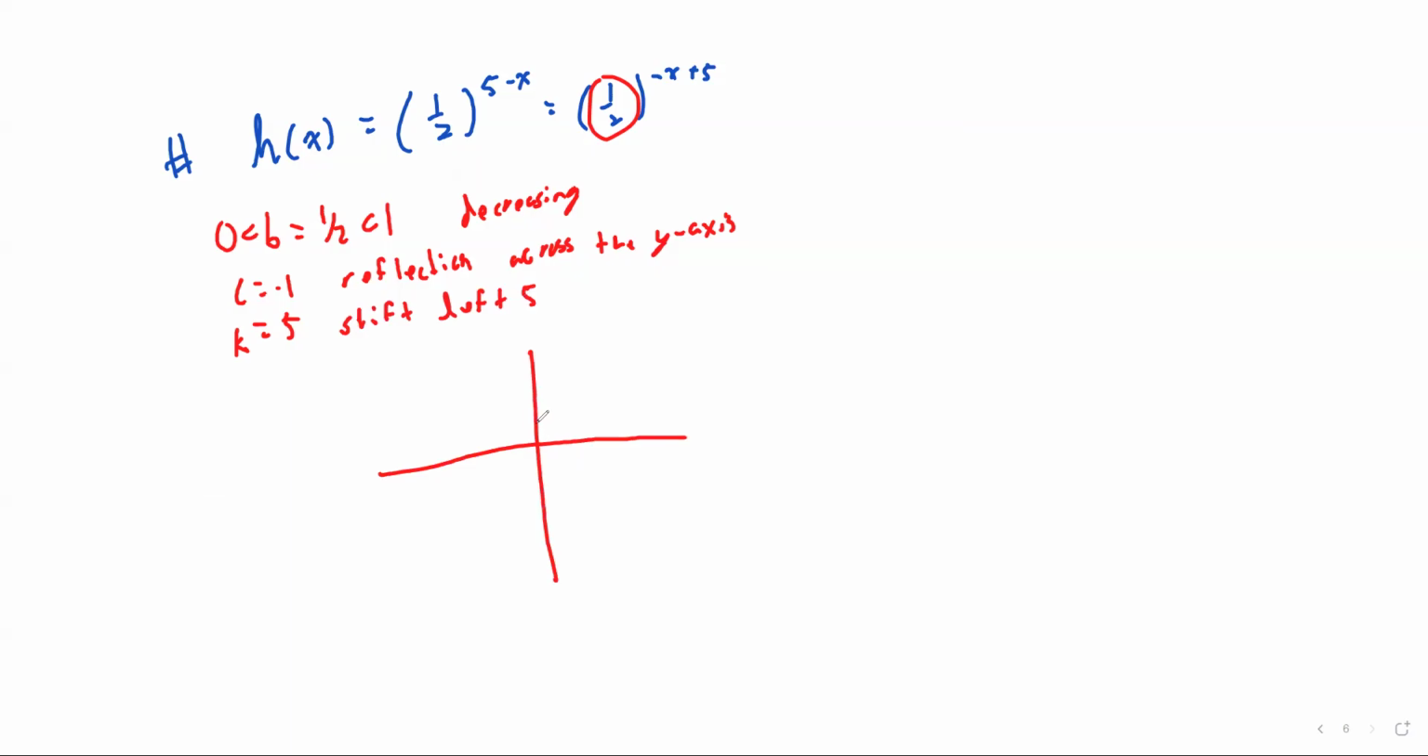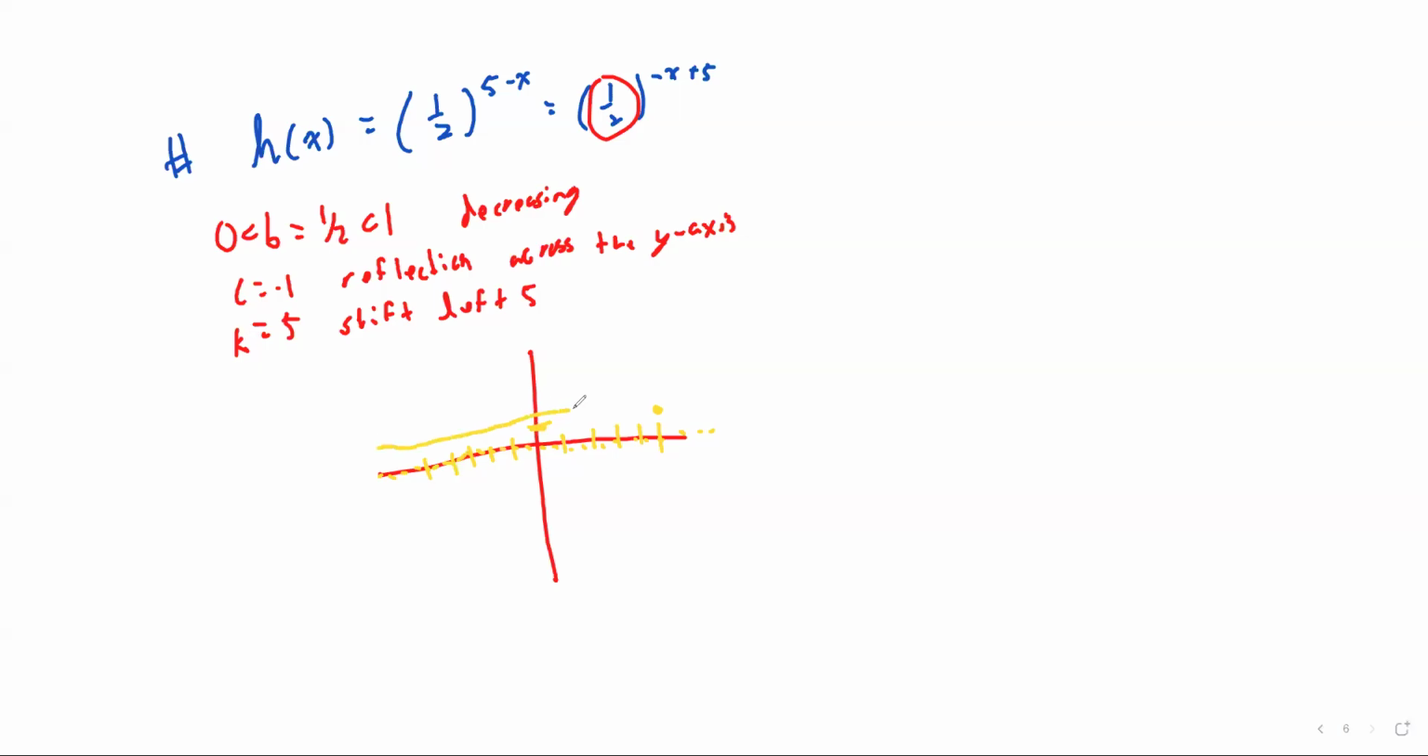I'm going to go, all right, here is my asymptote. Nothing moved. Nothing shifted up or down. I originally had a y-intercept at 1, but now it shifts left 5. So 1, 2, 3, 4, 5. So it's right here. Now it reflects across the y-axis. So 1, 2, 3, 4, 5, which is now right here. It was originally a decreasing function, but since I flipped, now it's going to become an increasing function.